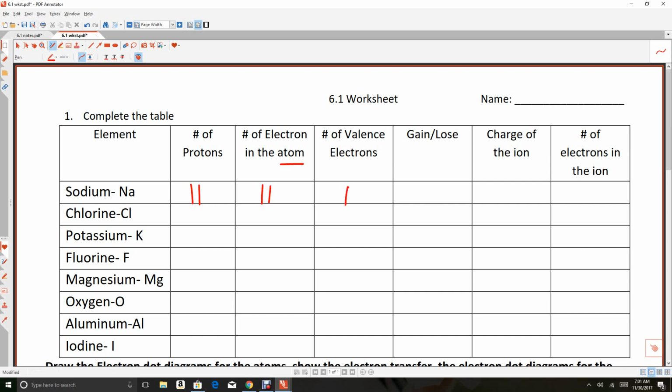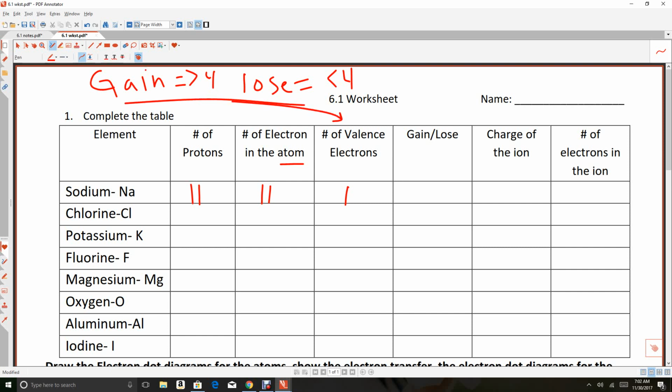And now we need to decide if it's going to gain or lose. Okay, it's going to gain if it has more than 4. So I'll write that gain equals greater than 4. It's going to lose when it's less than 4. Okay, I guess it should be when valence electrons are less than 4. And when valence electrons are greater than 4. Right, because the focus is on the valence electrons.